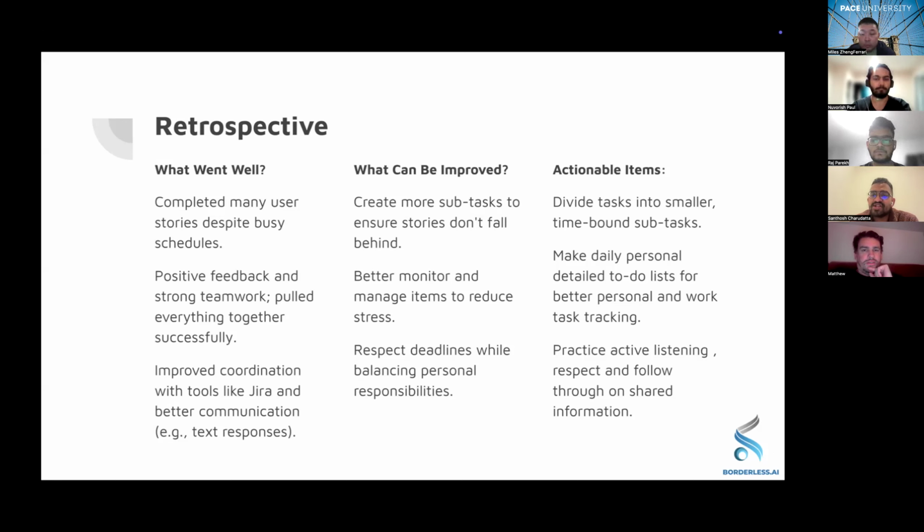And regarding the actionable items for the future: divide tasks into smaller time-bound subtasks, make a daily detailed personal to-do list for better personal and work task tracking, and practice active listening, respect, and follow through on shared information. These are the actionable items for everyone to implement into their daily life going forward. Thank you.